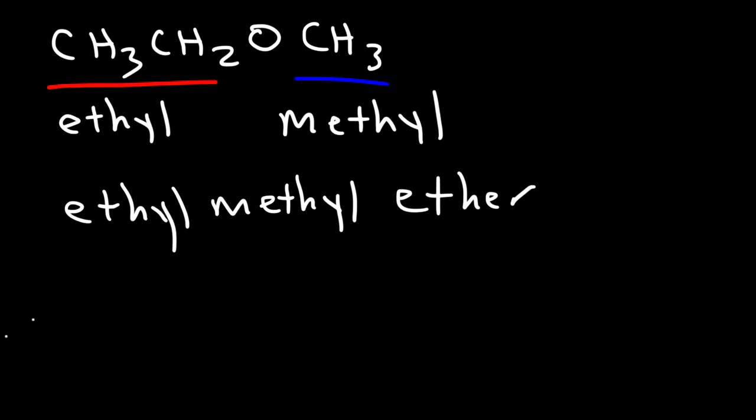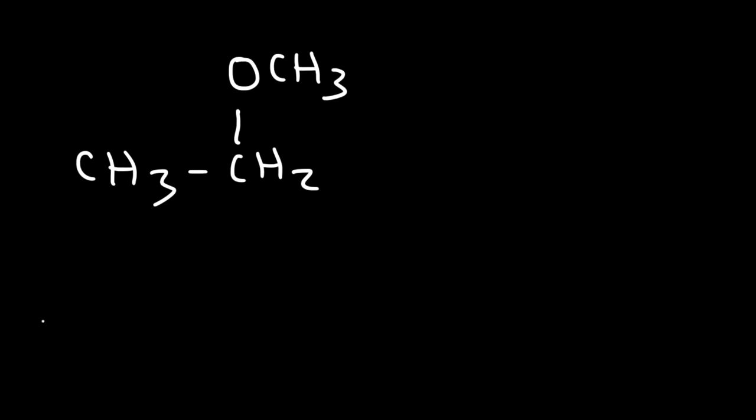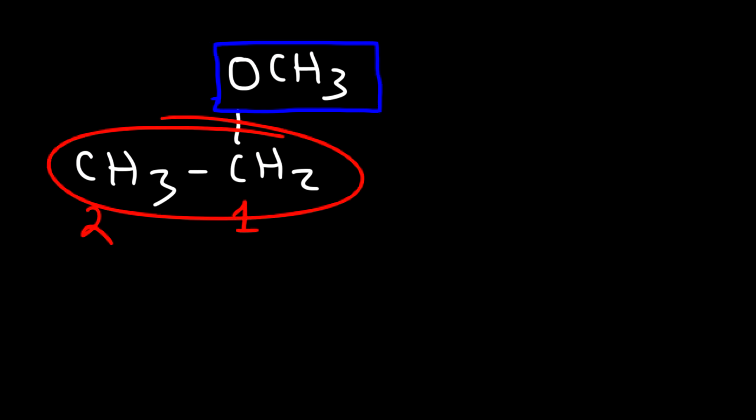Now let's focus on the IUPAC name of this particular ether. So I'm going to draw it differently. So attached to this carbon, we have an OCH3 group. So you can call this the substituent. And it's located on carbon 1. This is the parent chain. It's the longest carbon chain in that molecule.